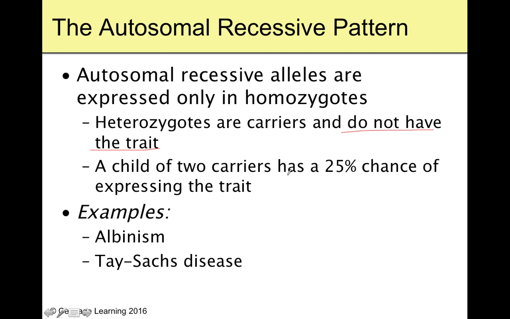And then two carriers could have kiddos and have a 25% chance of expressing that trait, which again is the big T little t multiplied by the big T little t. That's a 3-to-1 ratio. These guys here are the 1 in that 3-to-1 ratio. Examples: albinism. Two normal colored people who are both carriers could have an albino child 25% of the time. And a much sadder example, Tay-Sachs disease.